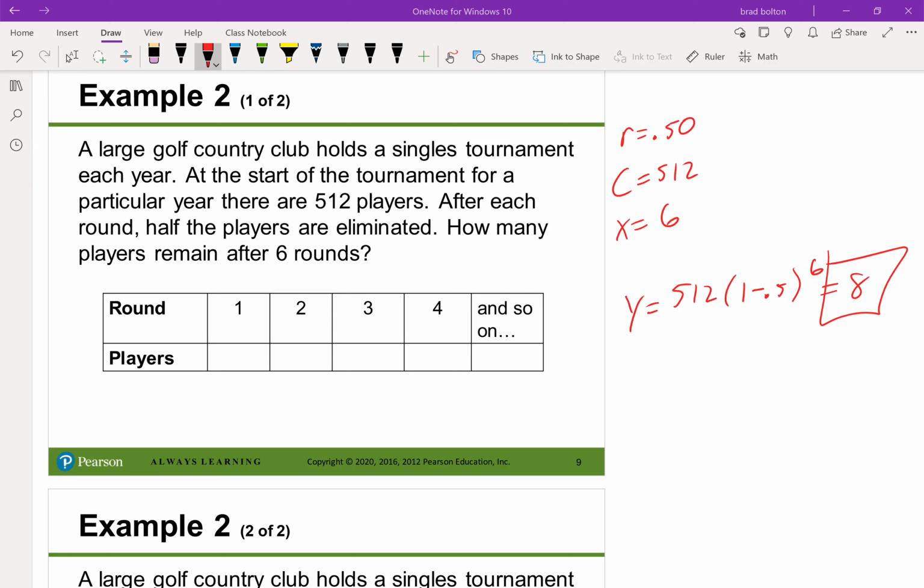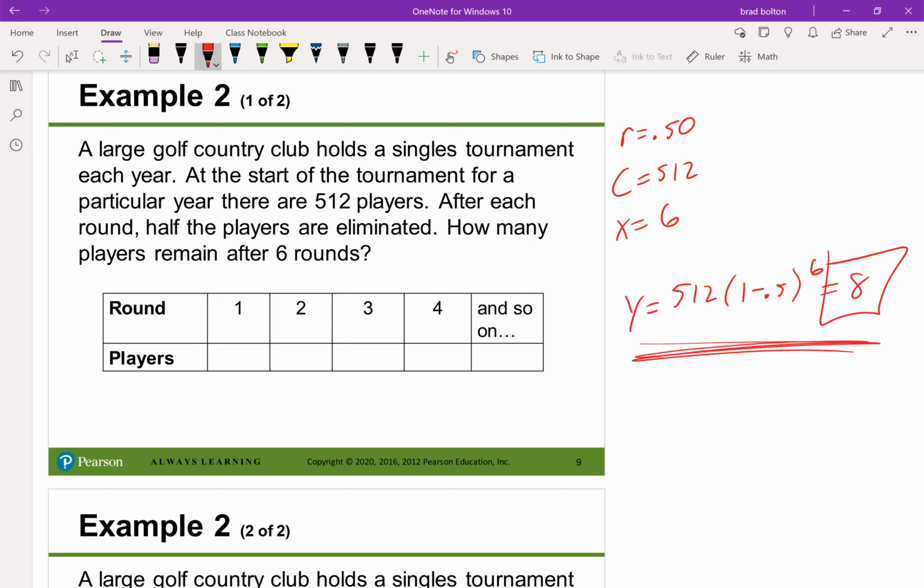You lose half of the people, so you're down to 256. You lose half again, you're 128. You lose half again, you're 64, so on and so on. And then by the 6th round, you're at 8. So I could have answered this question as well with the table. This is something that I want you guys to practice, getting better at using your calculator to help you. But sometimes you do need to also know how to do it by hand. So make sure you also know how to use the formula.